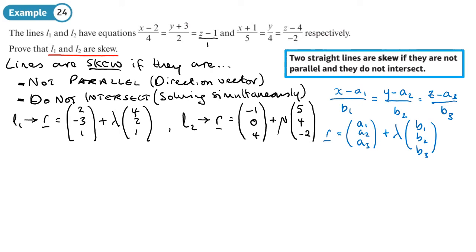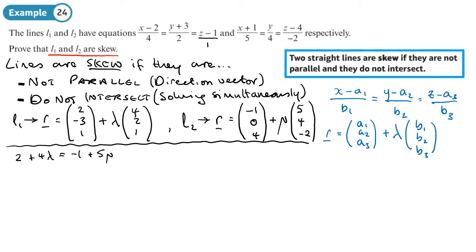So let's set these up as equations and see how we go in terms of solving. This is a time when we actually don't want a solution. So starting with the top row, we'll equate these to each other. So 2 plus 4 lambda equals -1 plus 5 mu. Second row, -3 plus 2 lambda equals, well, that's going to be 0 plus 4 mu. And in the bottom row, 1 plus lambda equals 4 minus 2 mu.